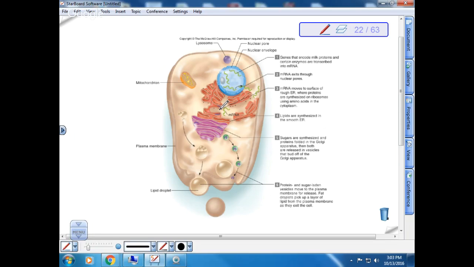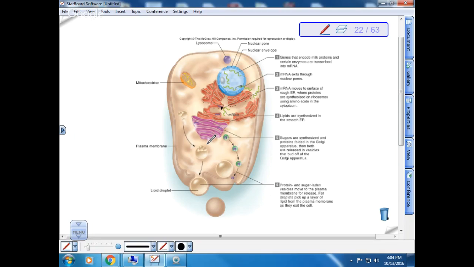So they're synthesized. And then notice that they get passed to the Golgi apparatus. This is the Golgi. Okay, so this is my Golgi apparatus. This is my stack of pancakes, right?